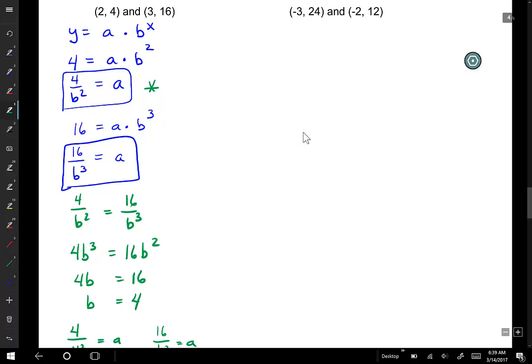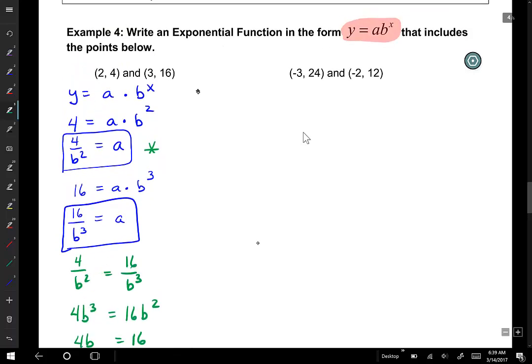So this means that our value of a is 1/4, our value of b is 4, and my equation very simply is y equals 1/4 times 4 to the x. And you can ask, is this exponential growth or decay? Well, because the b value is greater than 1, this is an example of exponential growth.